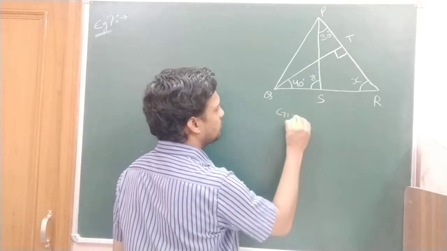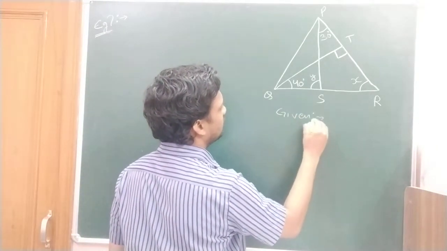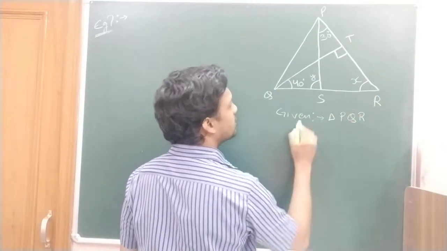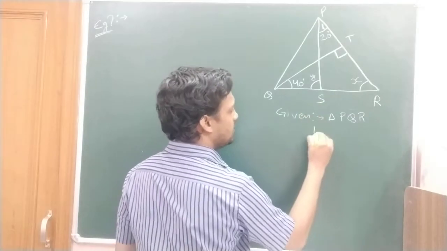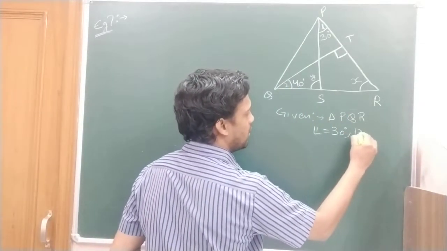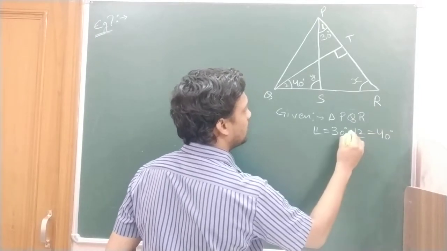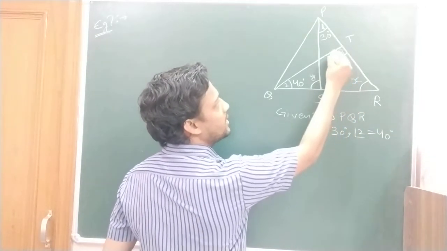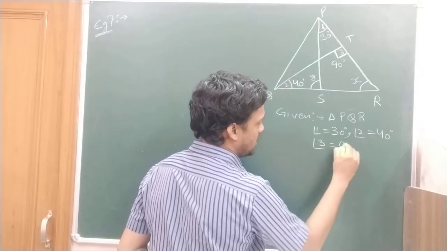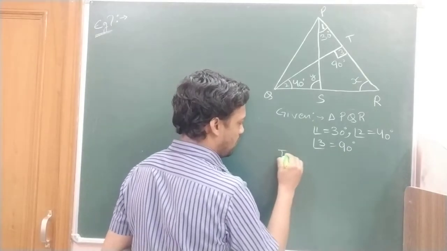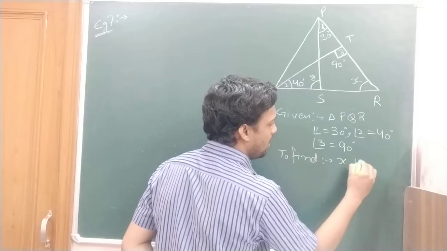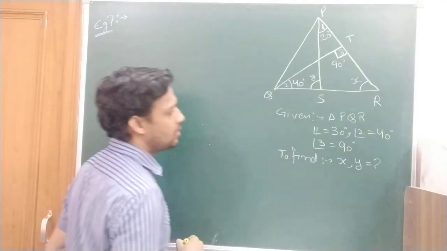First of all, given triangle PQR, and suppose this is angle 1. It means angle 1 equals 30 degrees. This is angle 2, so angle 2 equals 40 degrees. This is angle 3, and this is a perpendicular side, which is 90 degrees, so angle 3 equals 90 degrees. You have to find angle X and angle Y. Clear? Now start the solution.